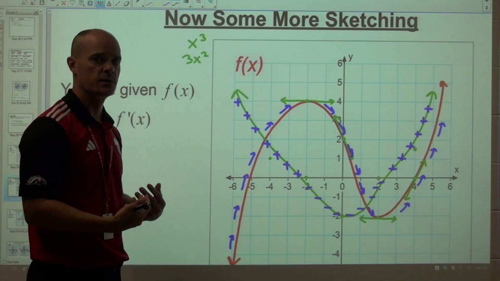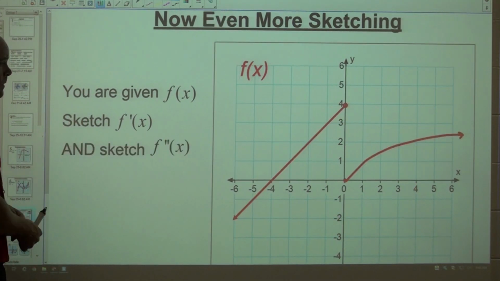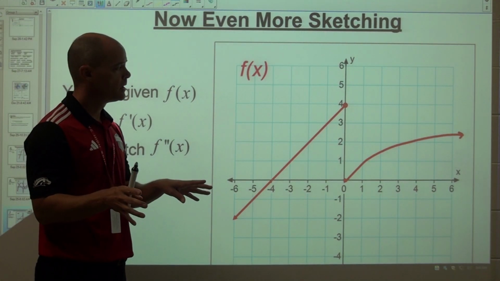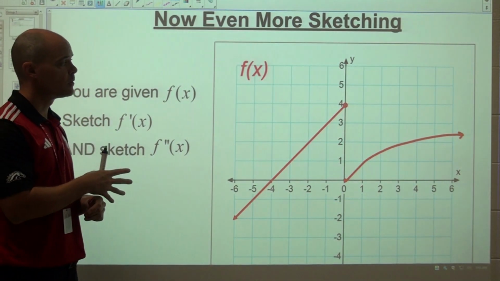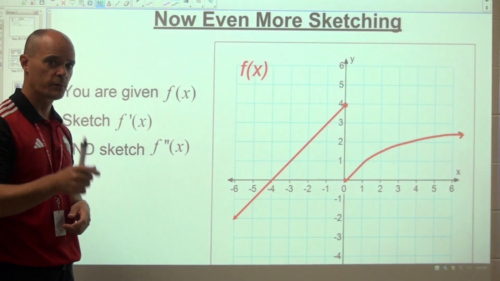This is how you sketch derivatives. Let's do another one. So this time I want you guys to try it without my help, and then I'll go over it. So I'm going to have you guys pause the video, try this on your own, and then come back and check. Alright, so 3, 2, 1, pause.